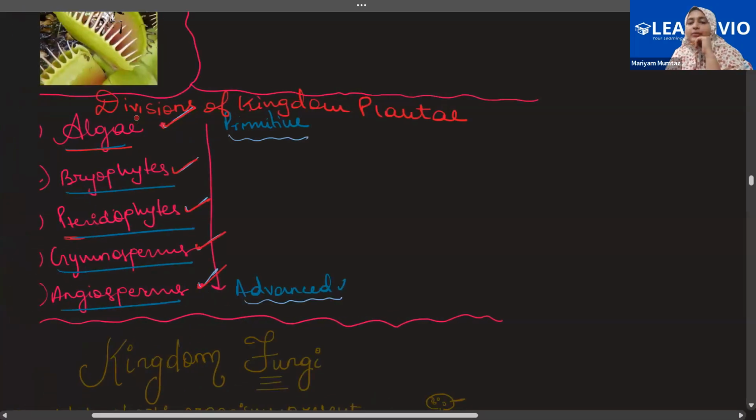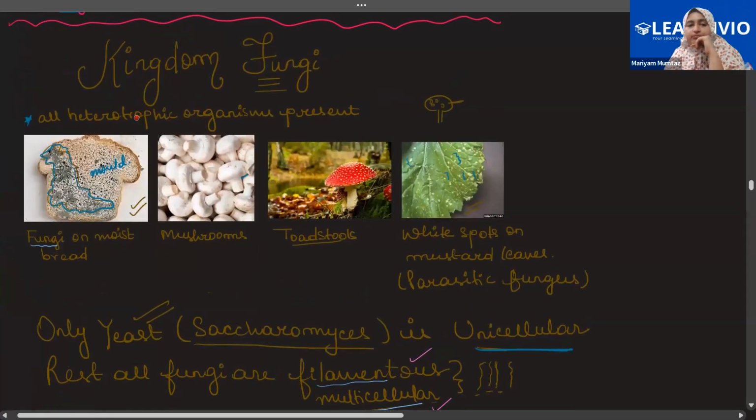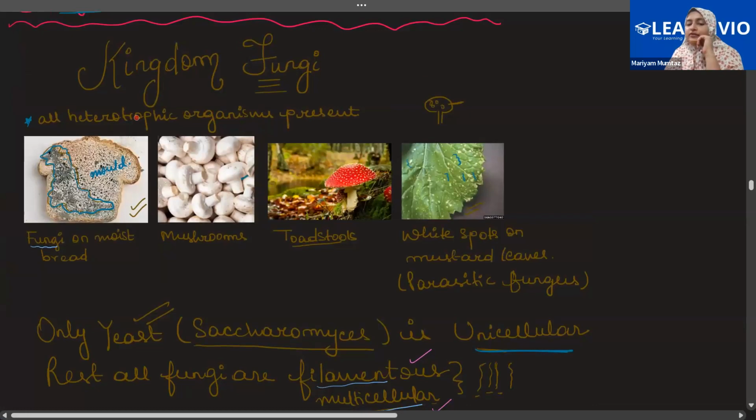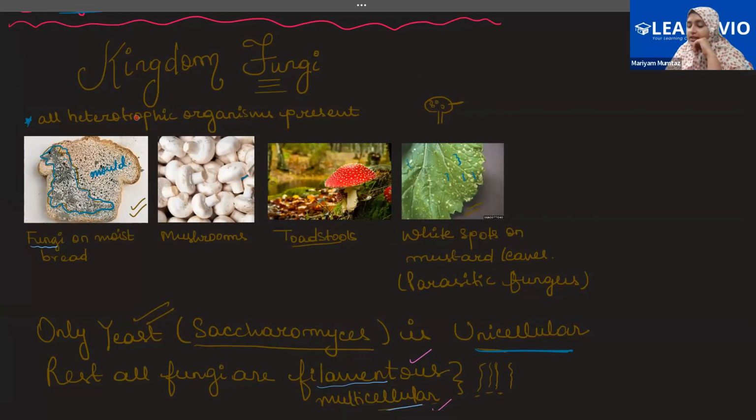Okay. Now we'll start with the kingdom fungi. Now see, have you heard about fungus before? Yes, ma'am. So this fungus is actually from a whole entire kingdom. It has been given a different kingdom of its own that is known as the kingdom fungi. Now, all the members of the kingdom fungi are heterotrophic organisms. All of them. None of them can make their own food.